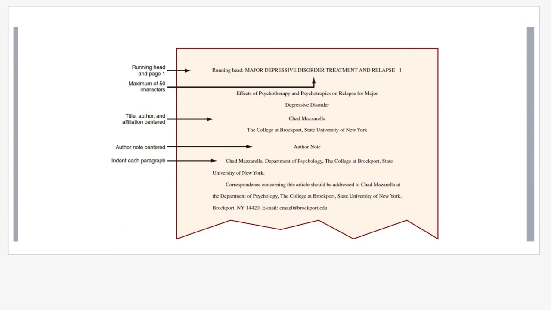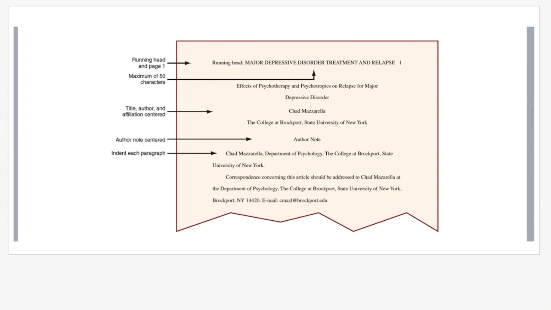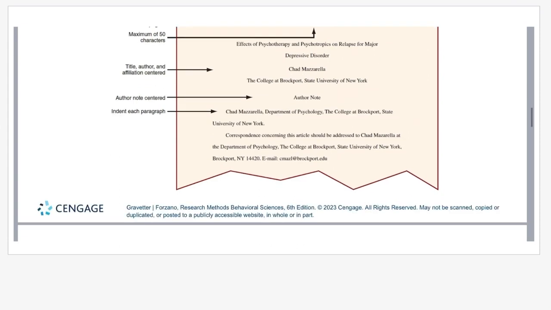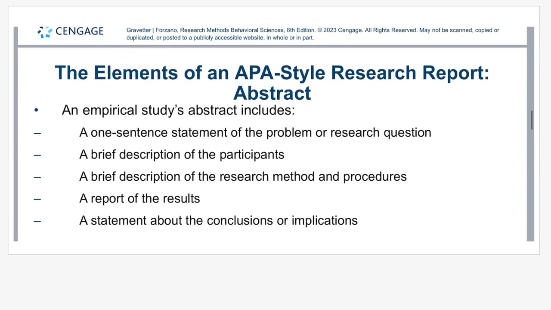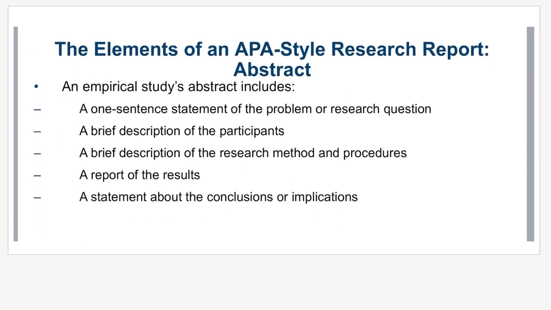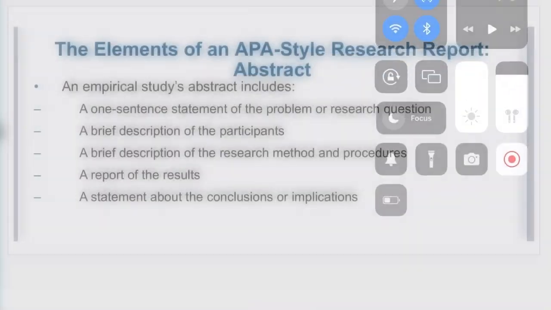So it's shorter than your title. It's a condensed version of your title. It's not just repeating the title. And then you have the title, the author, and the affiliation. That's all centered. You see the author note and the example of the paragraphs that go under author notes if you choose to include that. And then the next page, page 2, is the abstract.